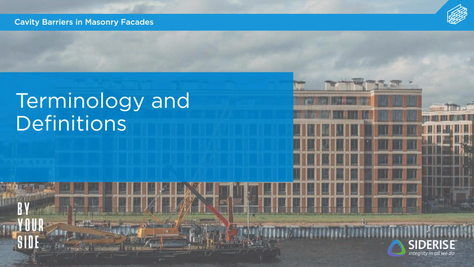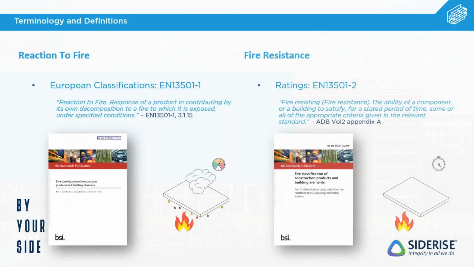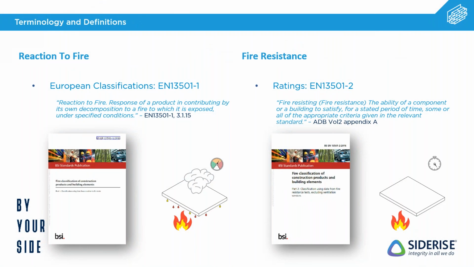So quickly looking at some of the important terms and definitions that are out there. And again, apologies if you're already familiar with what they may be. But one of the first things to really distinguish the difference between is reaction to fire and fire resistance. Ultimately, what we're doing is exposing a product or a material to fire and seeing what happens. But they're two very different types of testing.